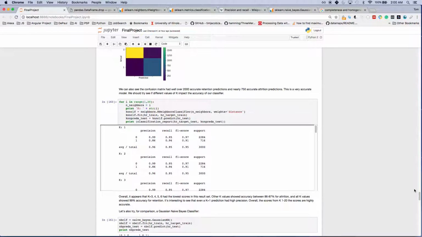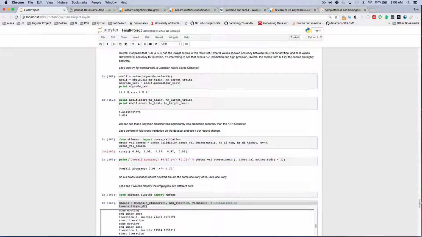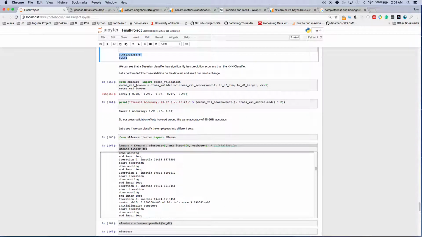I compared that against a naive Bayes classifier and didn't get as accurate of scores: on the training data, 66%, on the test data, 65%. So I kind of tossed that out as another classification method and dug more into k-nearest neighbors. I tried cross-validating the data using 5-fold cross-validation with the KNN model and got the same result, about 98%, so just as strong as my original KNN model.